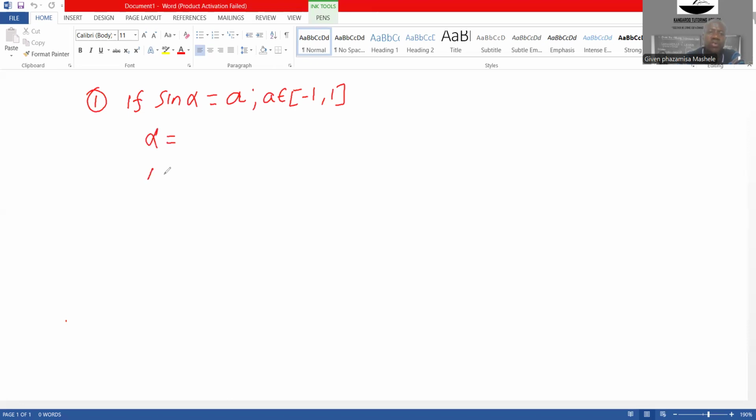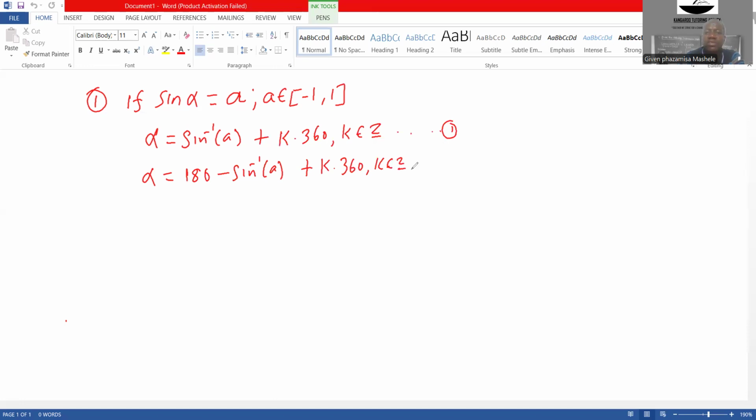And how do you find these solutions? Then we take the arc sine, or the second function, sine of A plus K times 360, where K is an element of integers. So this is the general solution for sine, the first one. And to get the second one, you're going to say 180 minus the first one plus K times 360, where K is an element of integers.